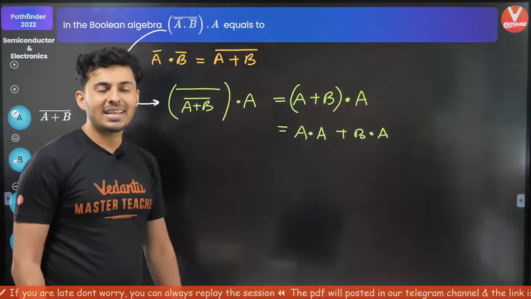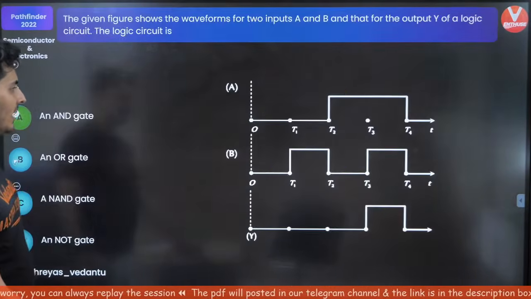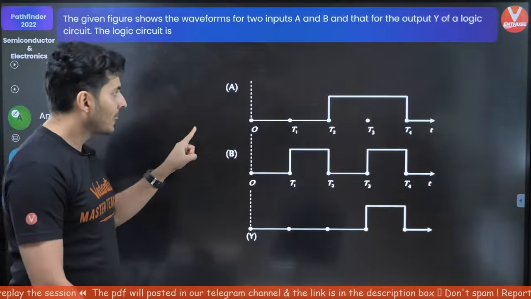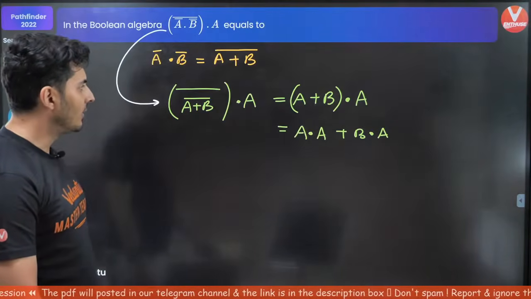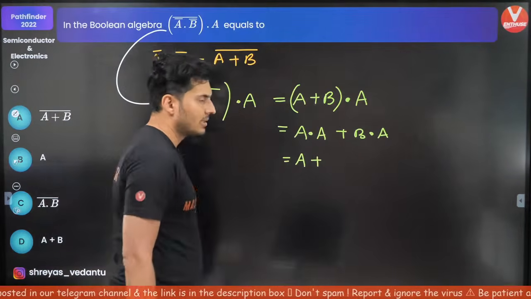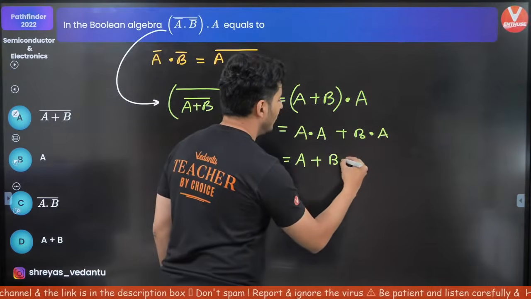A dot A, what is A dot A? I just told this to you. In case you have forgotten, let me bring it back, refresh your memories. A dot A is just A. So hence, over here, A dot A, I'll just put it as A, plus B dot A, I don't know what to do with it, I'll just put it as B dot A.